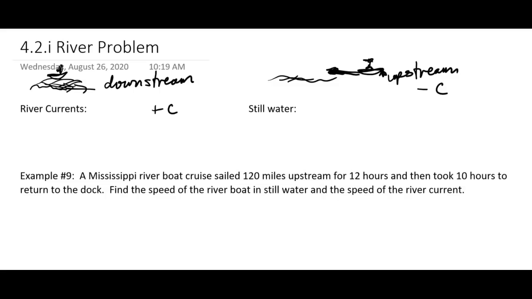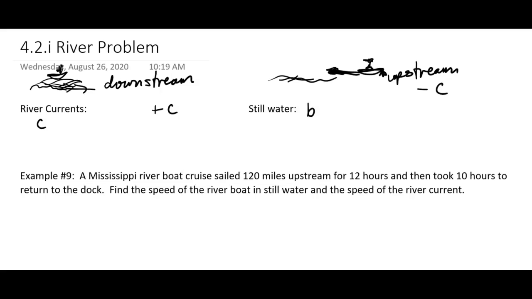So the river current I'm representing with C. And it's an adding thing if you're going downstream, but it's a subtracting thing if you're going upstream. Now, the boat on its own has a speed, call it B. We say that's the speed in still water. So if there were no current and the boat were just traveling on its own power, it would have a certain rate. It would go 20 miles an hour or something like that, and that would be represented by B.